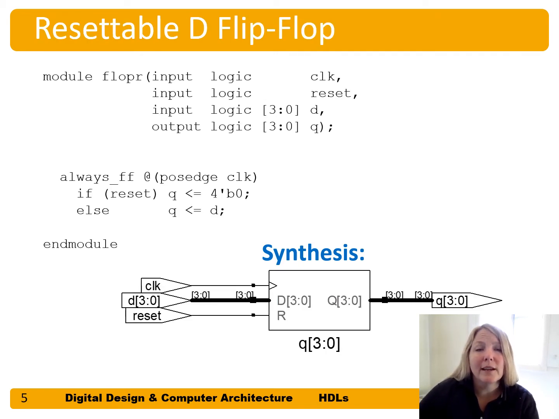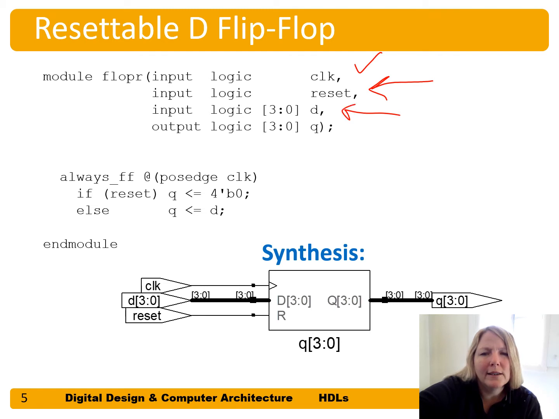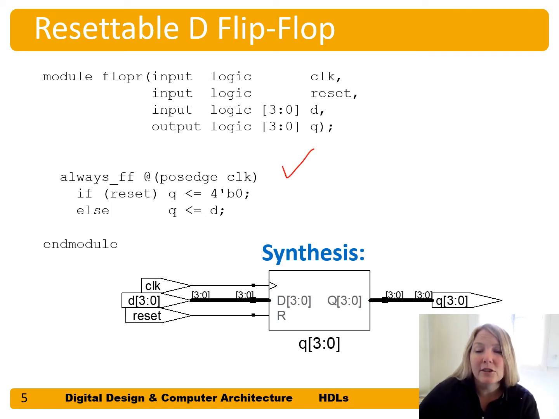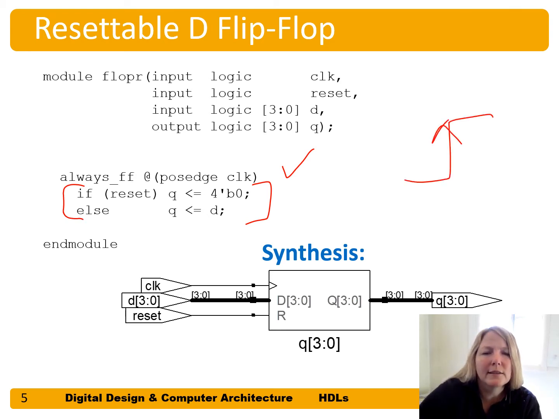We can also specify a resettable D flip-flop. So here, in addition to our clock input, we add this reset input, and then we still have our D input and Q output. This part of the always statement is the same, always_ff @(posedge clock). So this will perform the statement within that always block whenever the positive edge of the clock occurs, whenever that event occurs.